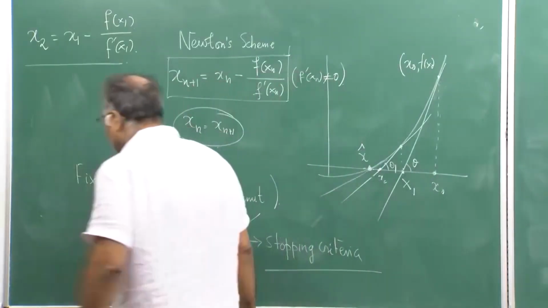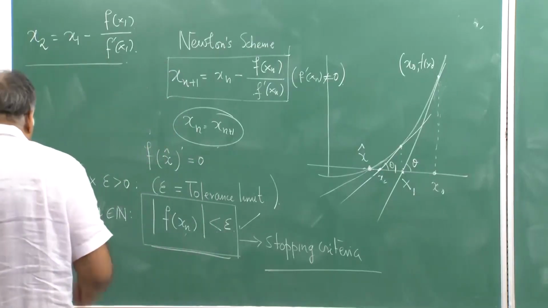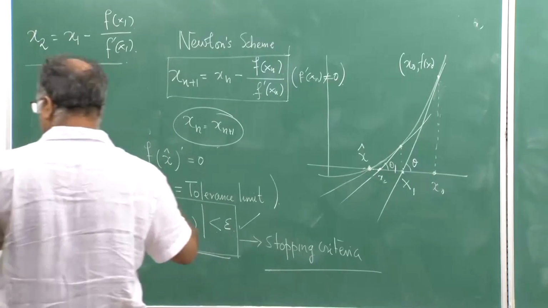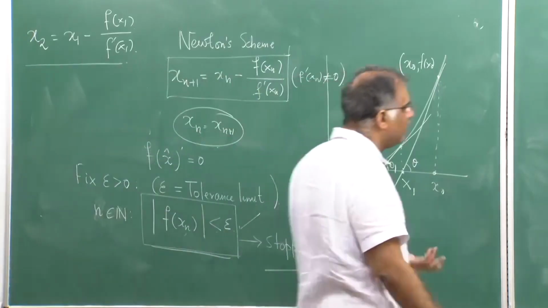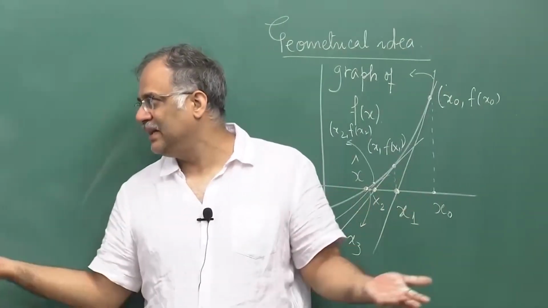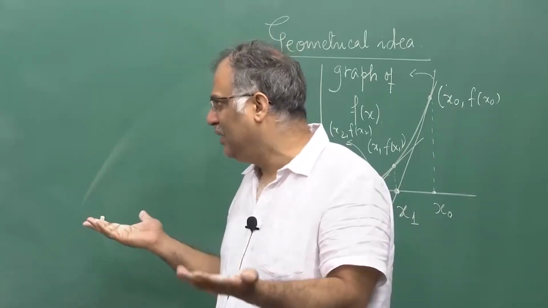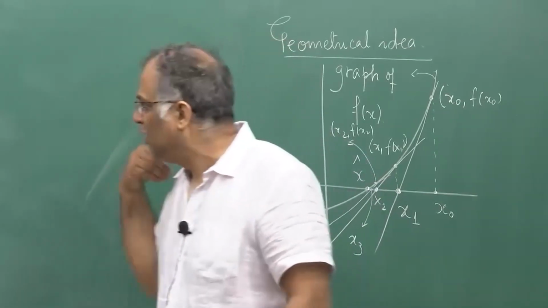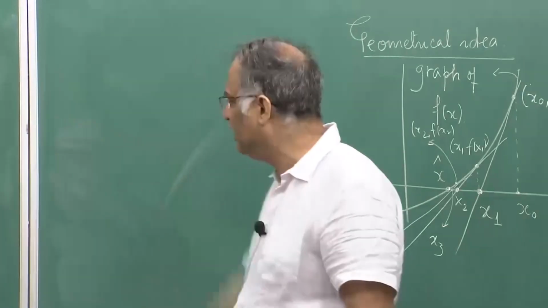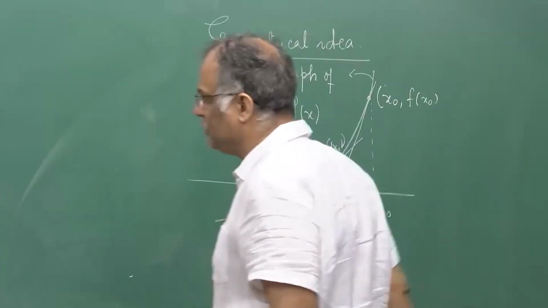This is what one has to do when one really goes for an implementation. Mathematically, if you assume that there is a solution x hat, then there is a delta greater than 0, such that if you take the delta neighborhood around x hat, then for any x naught in it, we will very fast reach the solution.